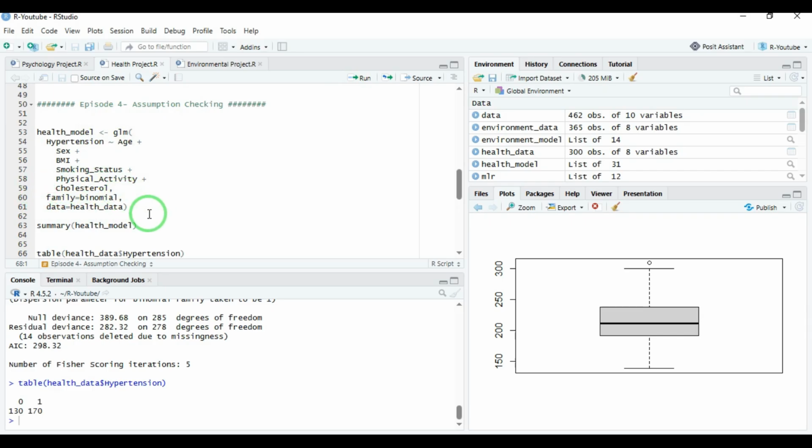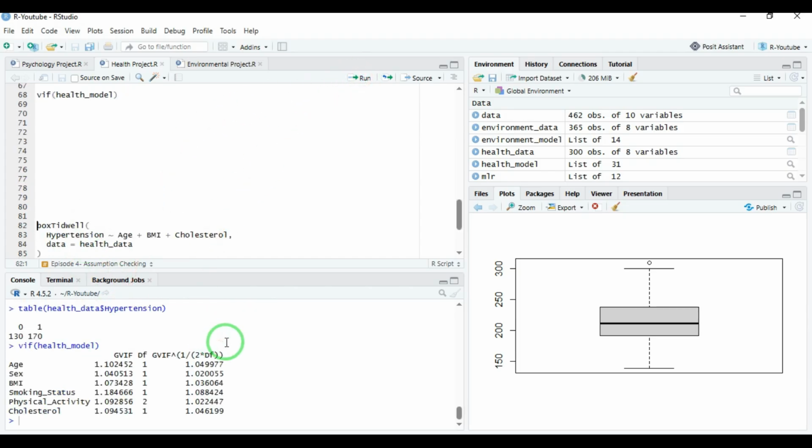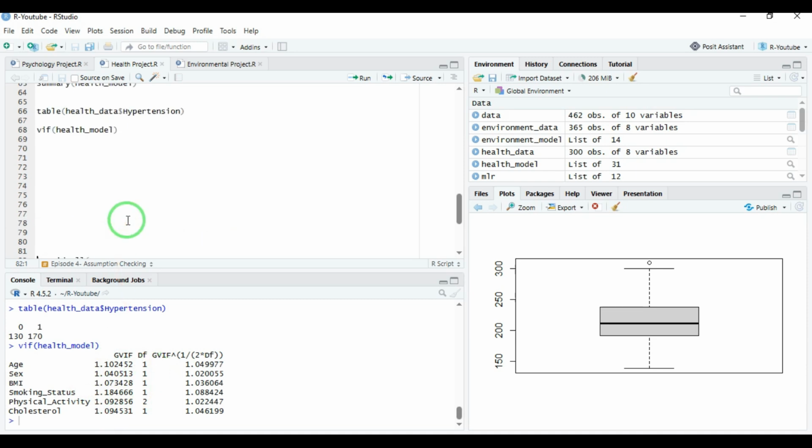VIF means variance inflation factor. A VIF of less than 5 is acceptable, and if it's greater than 10, it is a serious concern. So run it and see that all VIF values are close to 1. Since they are far below the thresholds of 5 or 10, we conclude that multicollinearity is not a concern here at all.